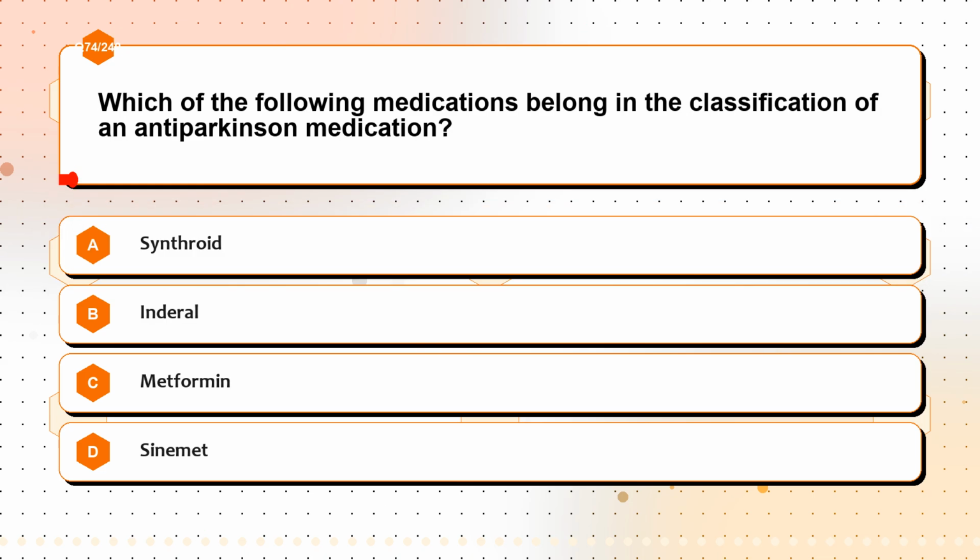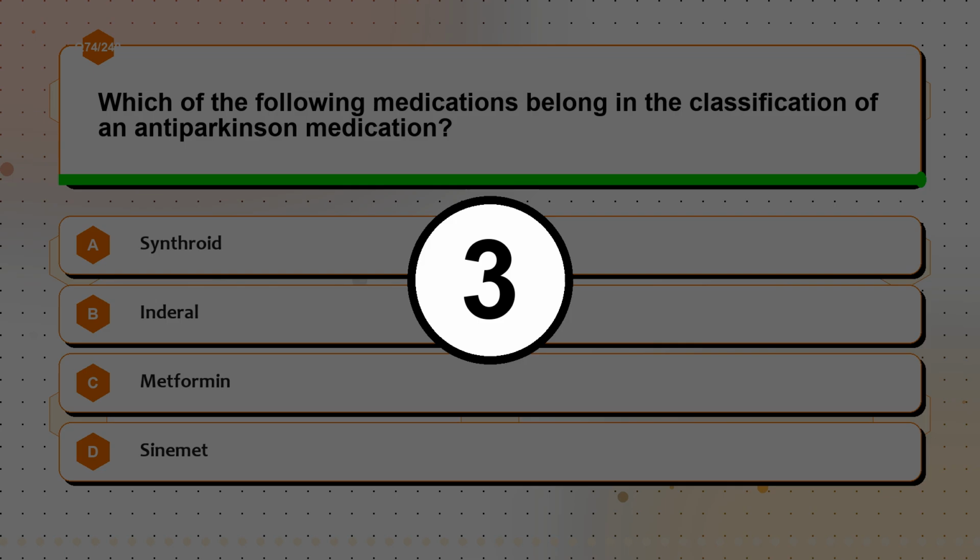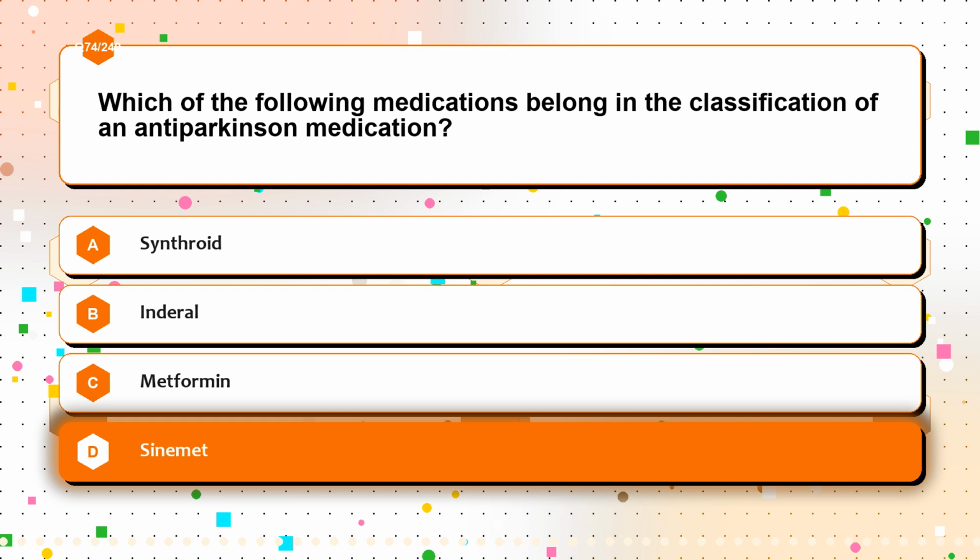Question 74. Which of the following medications belong in the classification of an antiparkinson medication? Here are the options. Option A, Synthroid. Option B, Inderal. Option C, metformin. Option D, Sinemet. The correct answer is option D, Sinemet.